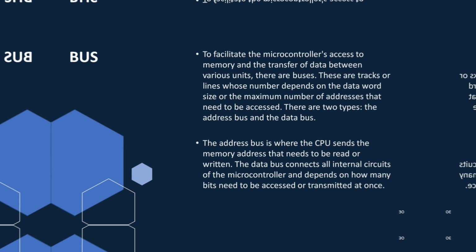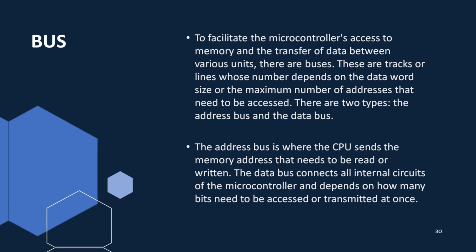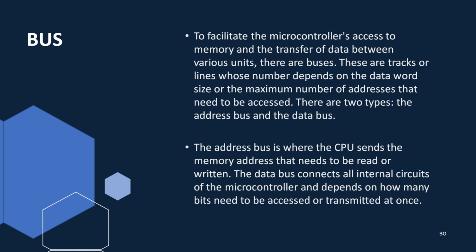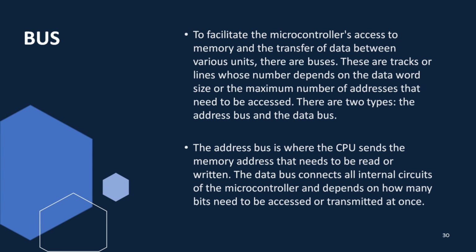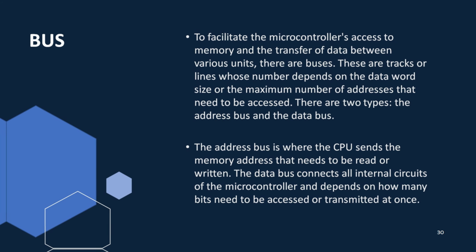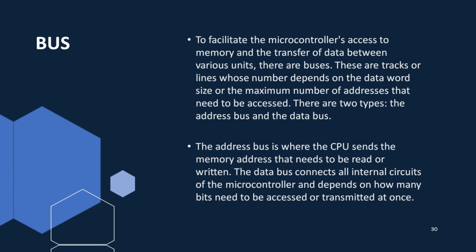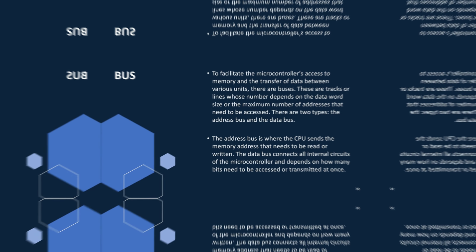Bus. To streamline memory access and data transfer between different units within the microcontroller, buses are employed. These are pathways or lines whose quantity is determined by the data word size or the maximum number of addresses that require access. There are two primary types, the address bus and the data bus. The address bus serves as the channel through which the CPU dispatches the memory address for reading or writing. Meanwhile, the data bus interconnects all internal circuits of the microcontroller and varies in size based on the number of bits to be accessed or transmitted at once.